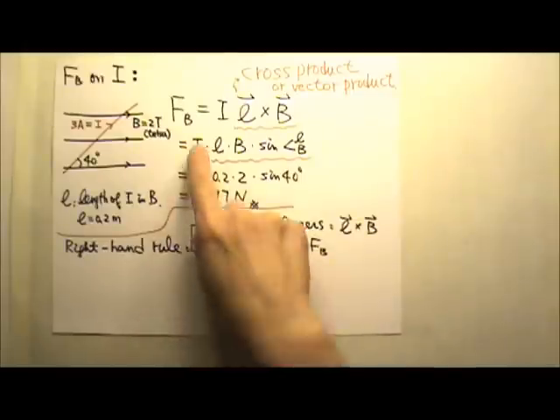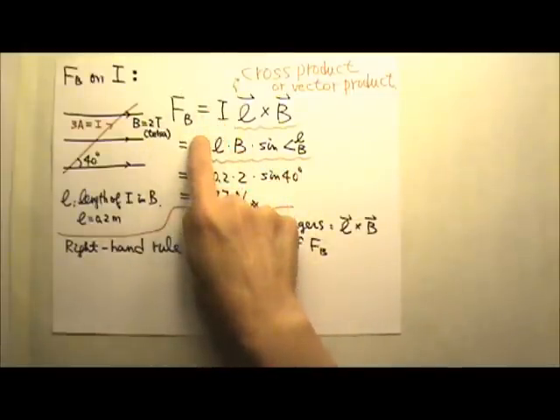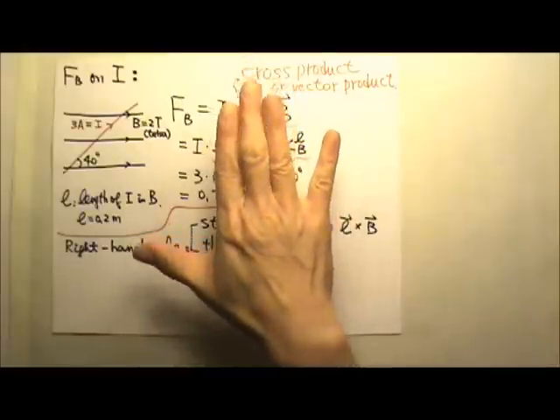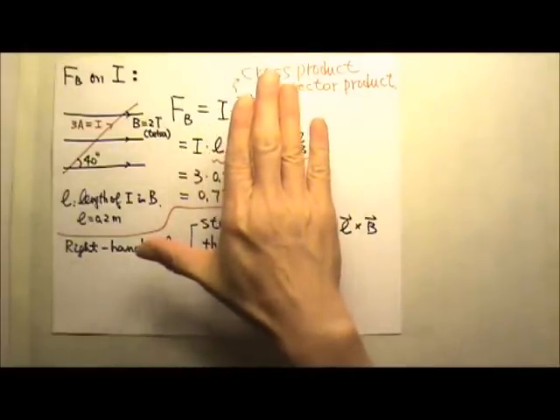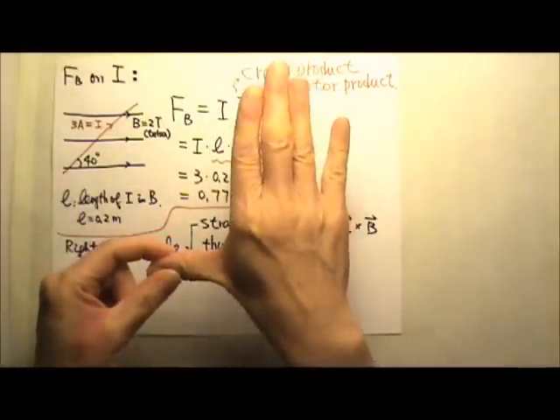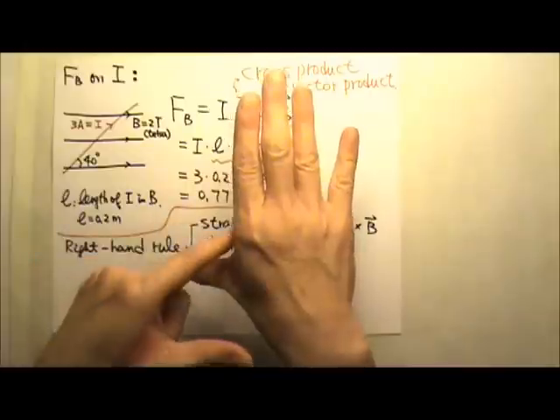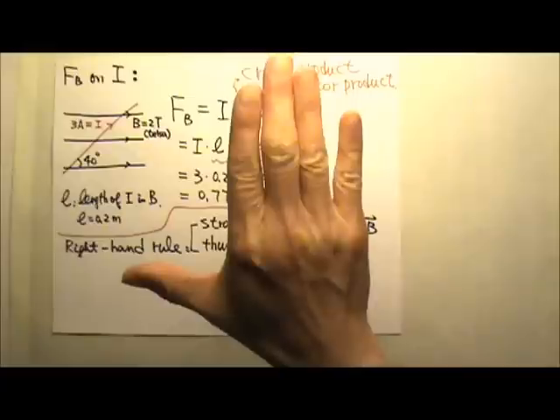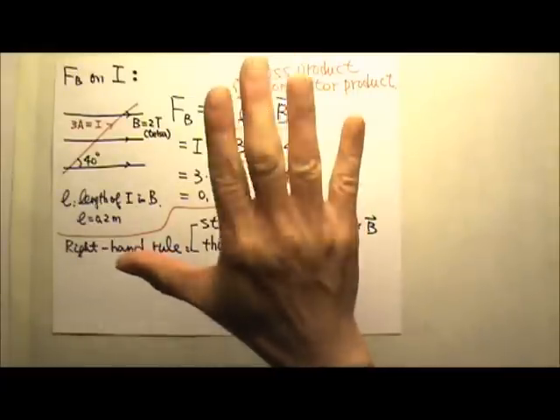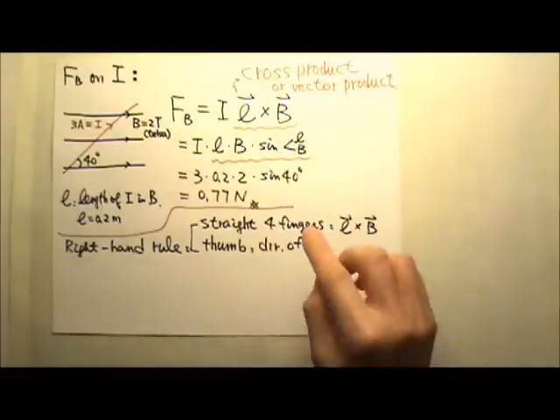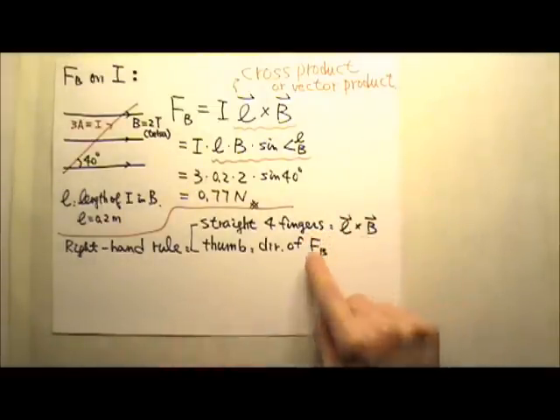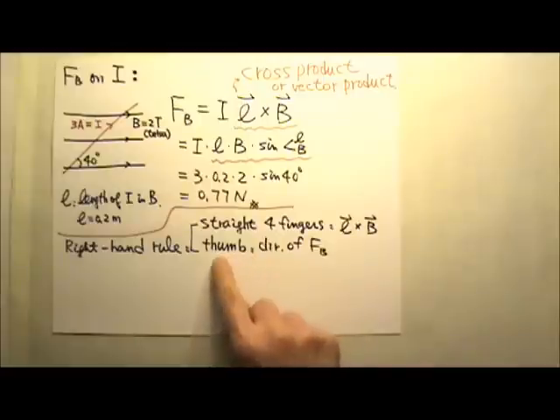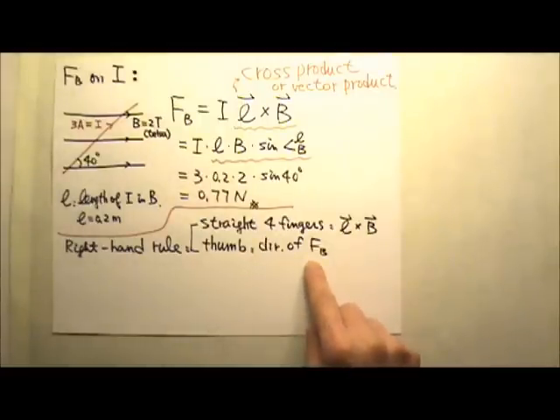To find the direction of this magnetic force, we have to use a new right-hand rule. For this right-hand rule, we have to keep our forefingers straight and stick our thumb out and keep the thumb perpendicular to the forefingers. So right angle over here. So our straight forefingers will do the crossing, L cross B. And the thumb is going to give us the direction of the magnetic force.